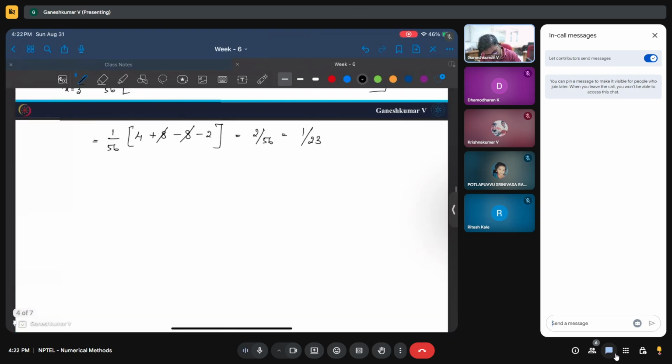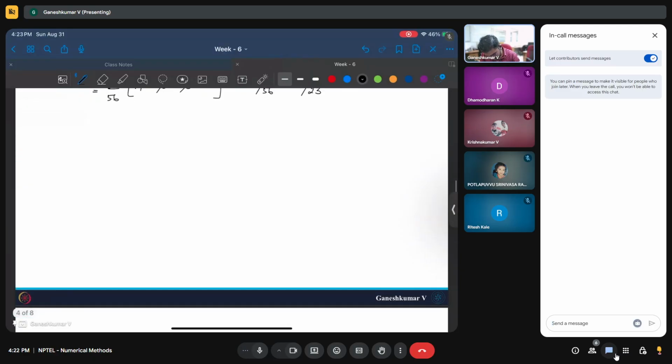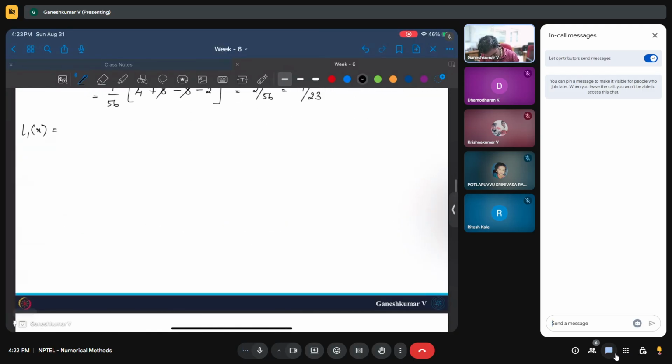Now similarly you need to do this for all the other remaining Lagrange coefficients. L1 of x. So L1 of x, again you can write it as x minus x naught, x minus x2, x minus x3, x minus x4 divided by x1 minus x naught, x1 minus x2, x1 minus x3, and x1 minus x4. We can also substitute it here. X naught is 0, so it's going to be simply the same.